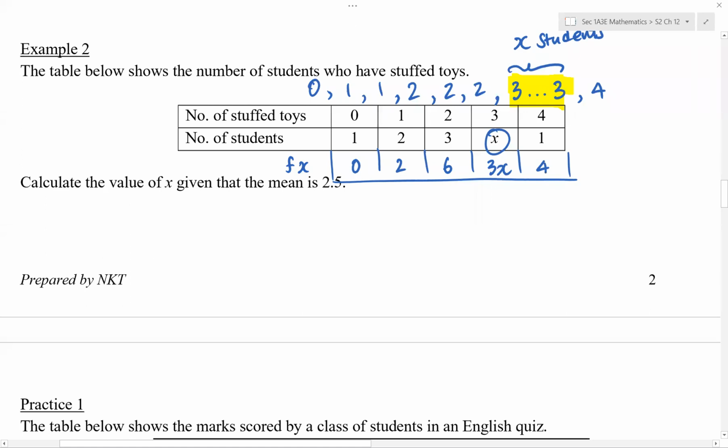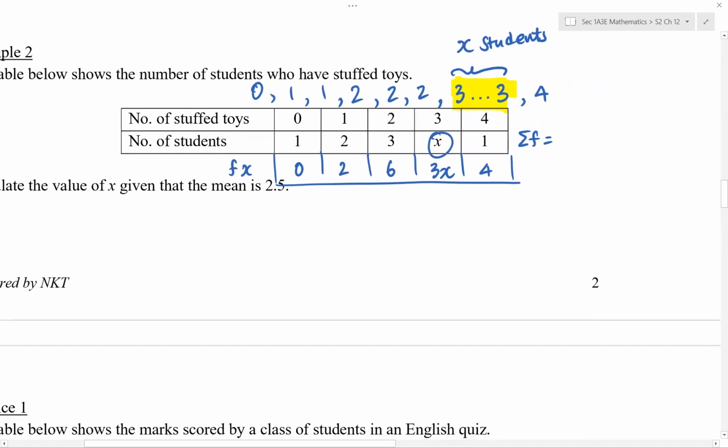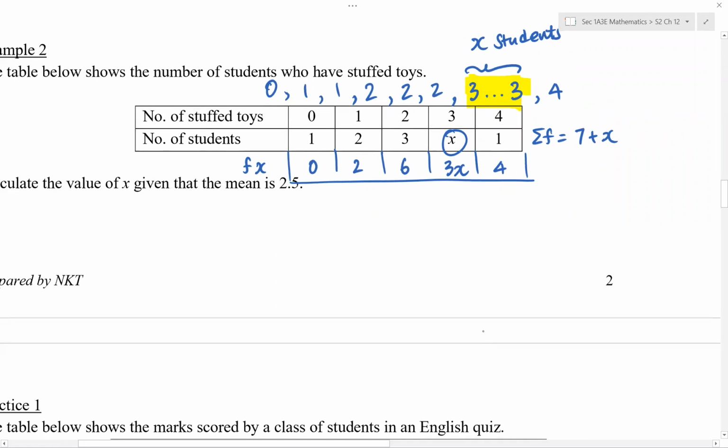So we continue to say that the summation for the frequency, okay, here we've got 1 plus 2 plus 3 plus x plus 1. So that is a total of 7 plus x. There are 7 plus x students who are surveyed. And then we move on to our summation of fx, where we add everything up, 0 plus 2 plus 6 plus 3x plus 4. That gives us a total of 12 plus 3x.